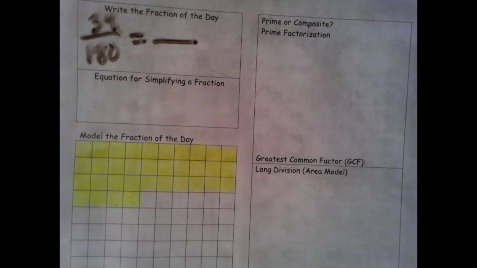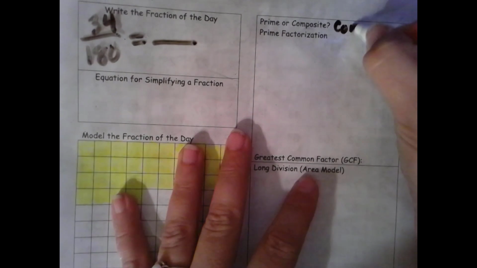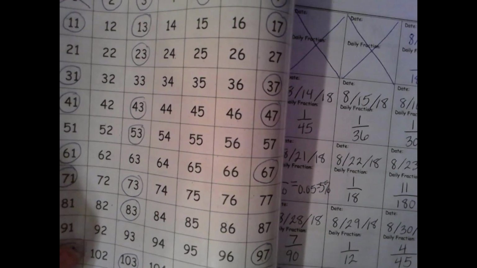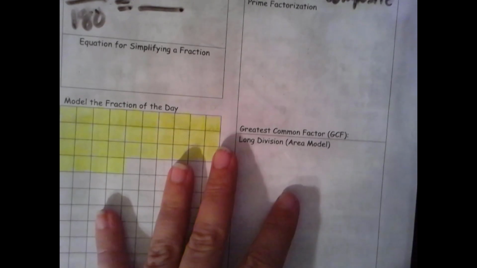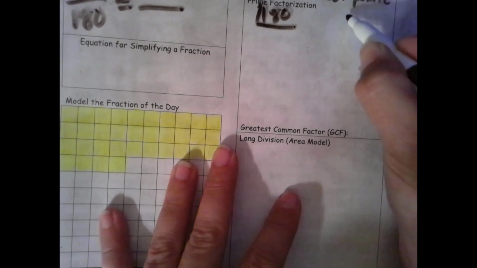Okay, so now we're going to look at that numerator 34 and think, is that prime or composite? Well, it's an even number, and the only even number that is prime is the number 2. So that means it is composite. And if you want to check for sure, you can always look on the other side and see that 34 is not circled because it's composite. Alright, so that means we have to do the prime factorization for both our denominator and our numerator.